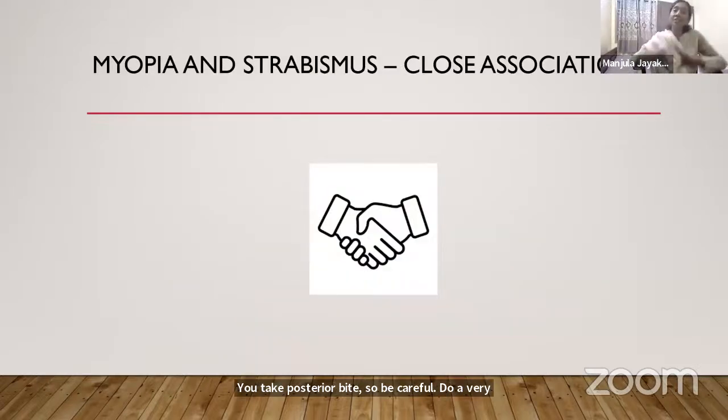So myopia and strabismus go hand in hand. There is a close association. You need a tailored approach towards the strabismus. Look at each type of strabismus which occurs with myopia and accordingly think of your post-operative correction, how it should be maintained and when you should take up these patients for surgery.